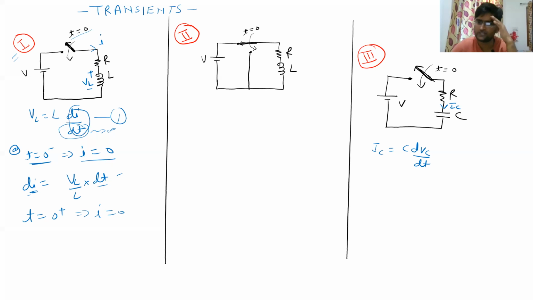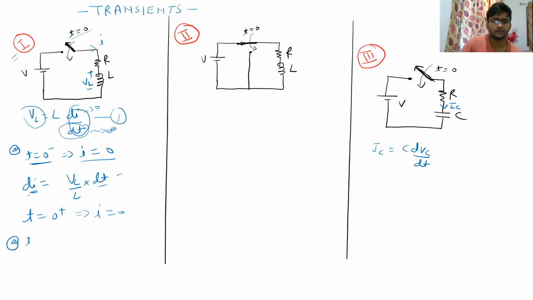So with respect to changes in current, after a steady state has been reached in this circuit, we can assume that this dt is almost infinity. In that case, what is going to be your value of VL? If this is infinity, this whole thing will be equal to 0. So your VL will be equal to 0.